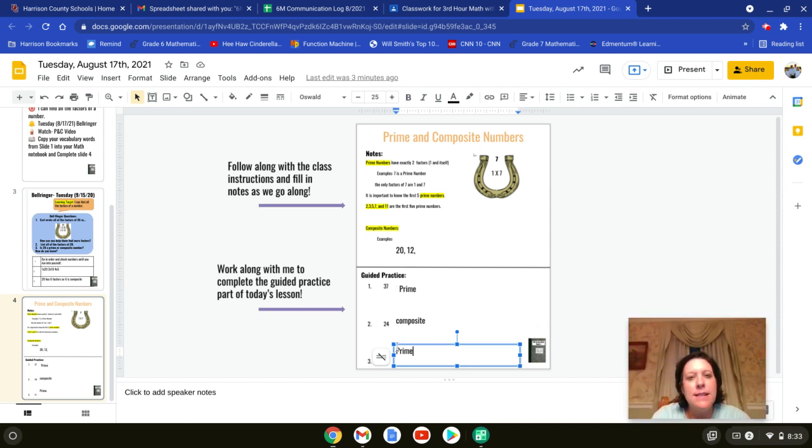We're going to be practicing some more on prime and composite, but the main idea for today is that there are 5 prime numbers, the first 5 prime numbers. You need to memorize those: 2, 3, 5, 7, and 11. Those are the first 5 prime numbers. That's the big idea.